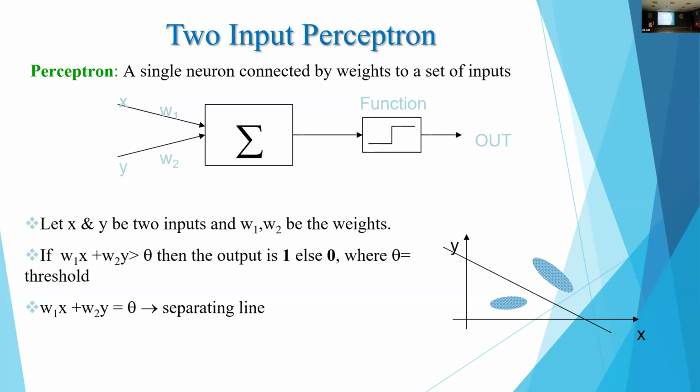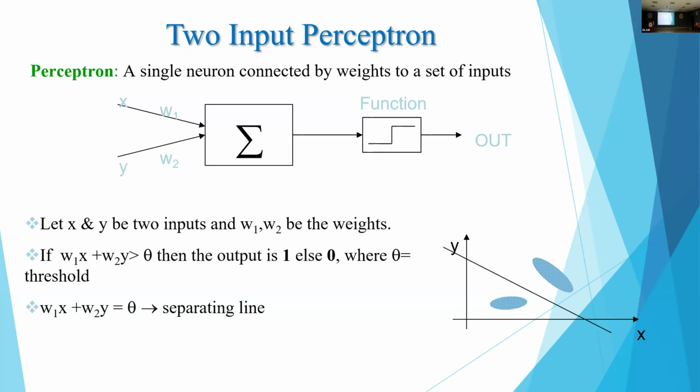It will be passed via some activation function. In this case, it is a threshold activation. If the value is greater than theta, it will be 1, else 0. Then the output will be obtained. Now what is the output? Basically, if W1X plus W2Y is greater than theta, then the output is 1. Right? Else the output is 0.